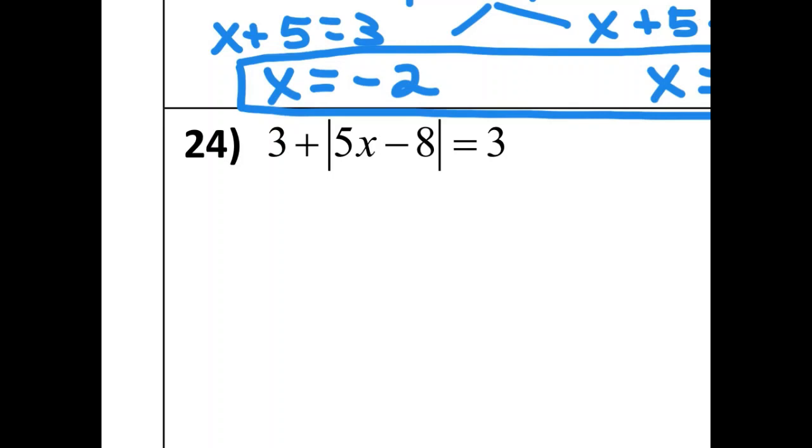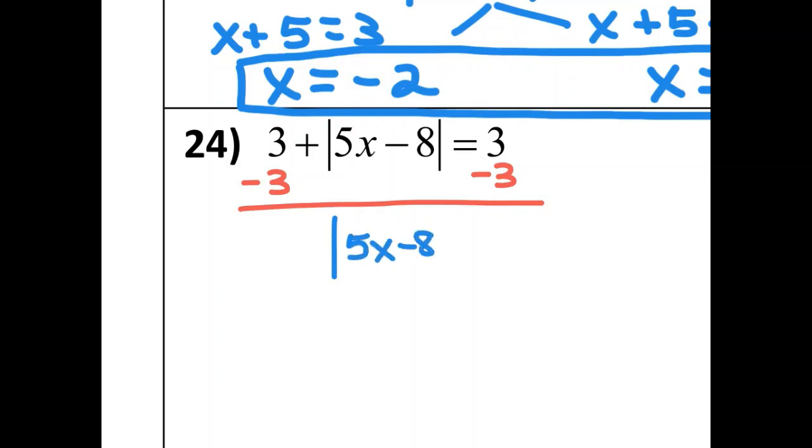In this problem, in order to isolate the absolute value, I'm going to subtract 3. When I do that, I get on the left the absolute value of 5x minus 8. But on the right, I get 0. And remember that whenever you are solving an absolute value and you get 0, that is one of your special cases. So make a little star here for yourself to remember that if you get absolute value equal to 0, that equation is going to have one solution, not two.